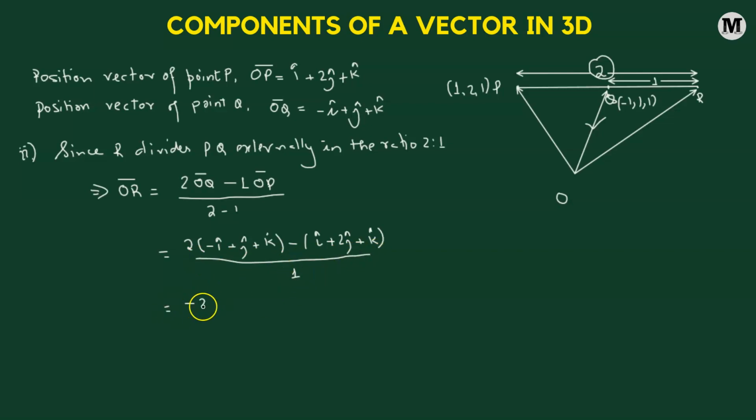Let's further simplify. We have -2 i cap plus 2j cap plus 2k cap minus i cap minus 2j cap minus k cap. So -2 i cap, negative i cap, that's going to be -3 i cap. Then we have 2j cap minus 2j cap, so that cancels out and we are left with positive k cap. Okay. So this is going to be the position vector of point R such that this particular point R divides PQ in the ratio 2:1 externally.